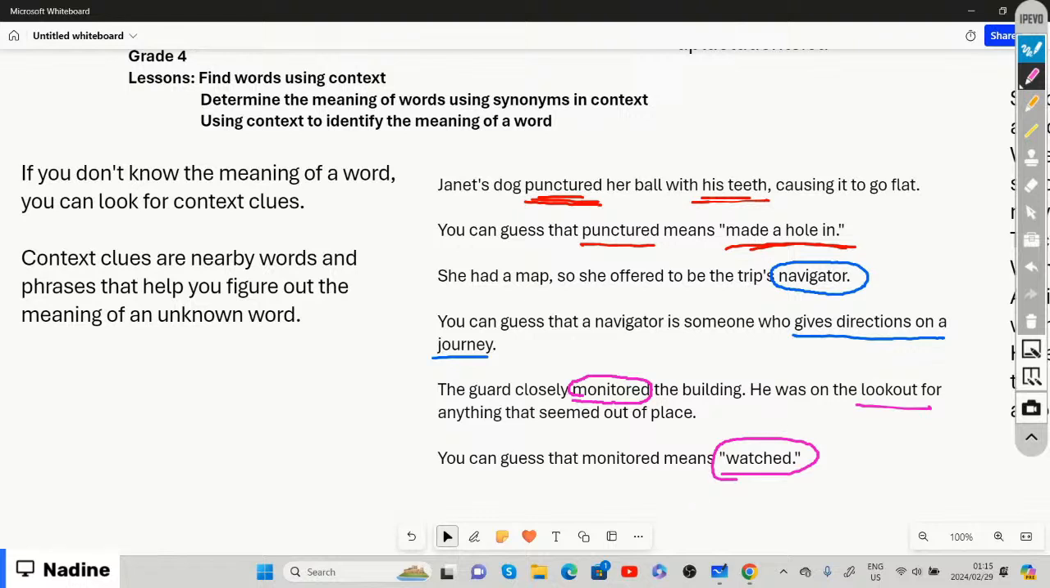So monitored means watched because he monitored the place. He was watching the place. He watched the place. He had to make sure whoever comes in and goes out, right? You come in and you need to be there. You need to do your business, go about your way, and when you go out, that they haven't maybe taken things that don't belong to them, for example.